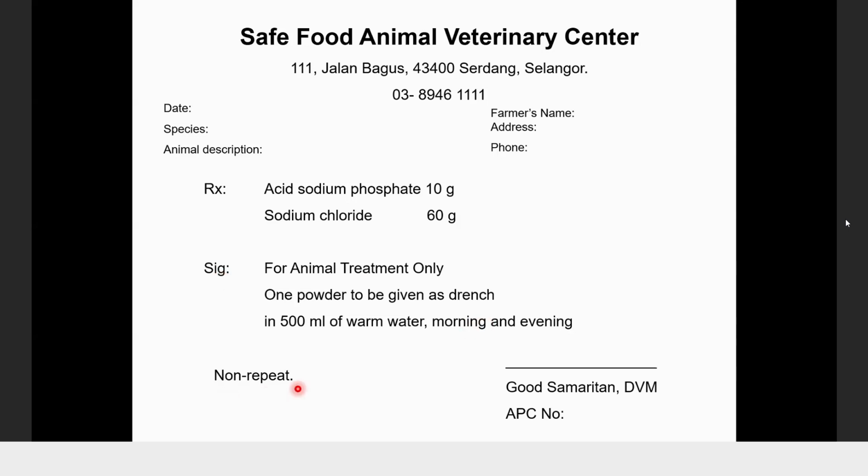So this is a non-repeat, that means it's only given once. It's not repeated after it finishes the treatment. So this prescription is not valid for repeated treatment. It's only for one treatment.